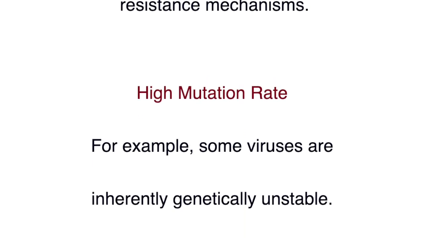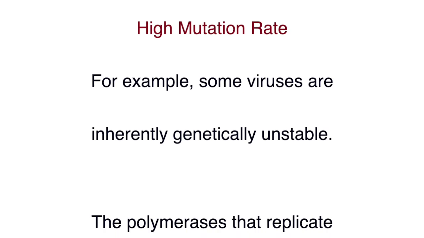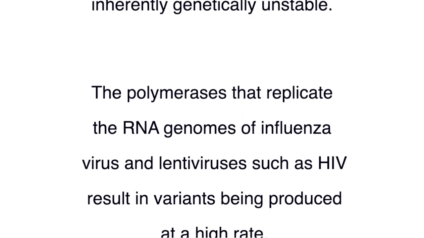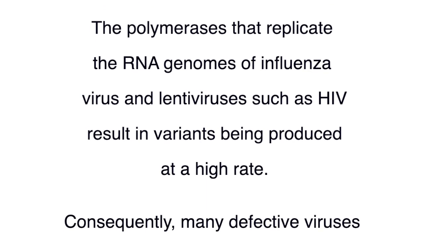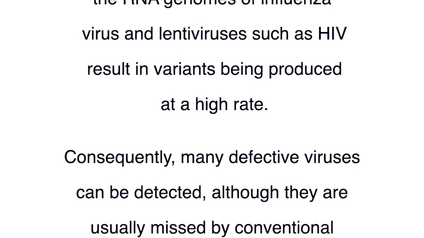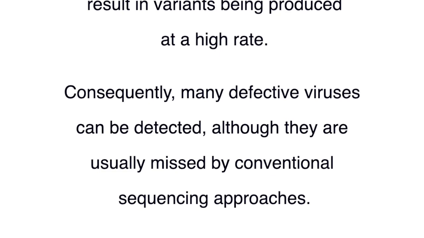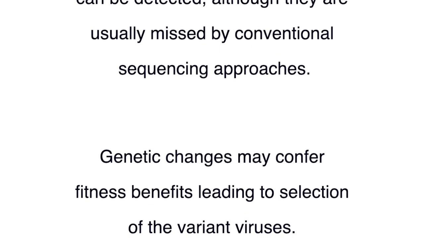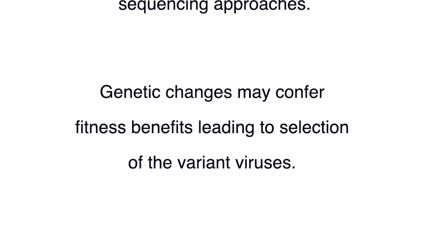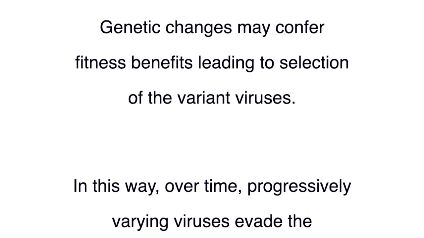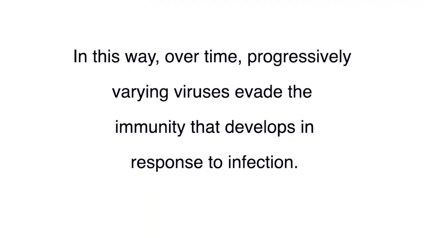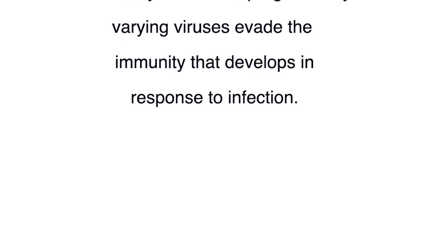High mutation rate. For example, some viruses are inherently genetically unstable. The polymerases that replicate the RNA genomes of influenza virus and lentiviruses such as HIV result in variants being produced at a high rate. Consequently, many defective viruses can be detected, although they are usually missed by conventional sequencing approaches. Genetic changes may confer fitness benefits, leading to selection of the variant viruses. In this way, over time, progressively varying viruses evade the immunity that develops in response to infection.